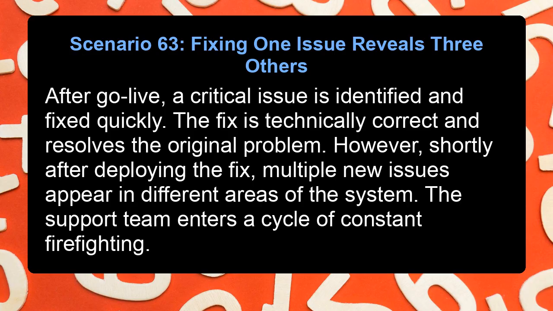Scenario 63. Fixing one issue reveals 3 others. After go-live, a critical issue is identified and fixed quickly. The fix is technically correct and resolves the original problem. However, shortly after deploying the fix, multiple new issues appear in different areas of the system. The support team enters a cycle of constant firefighting.